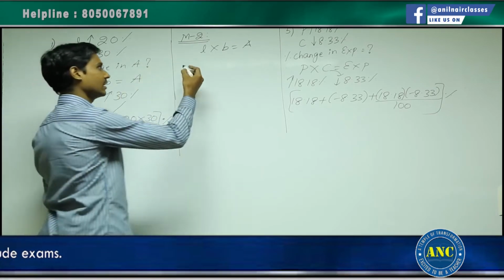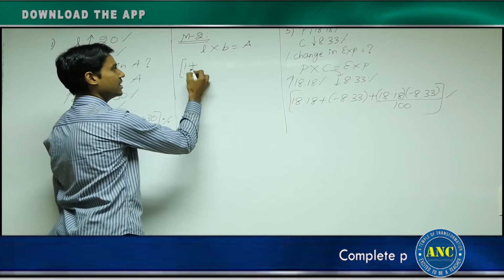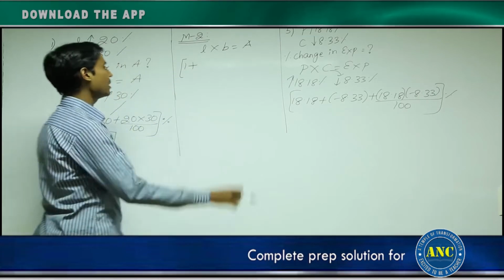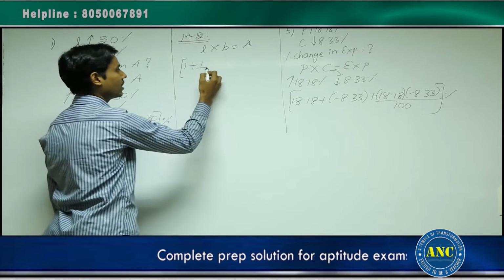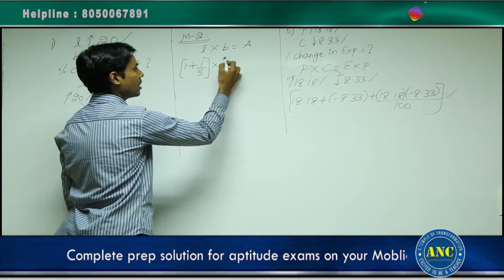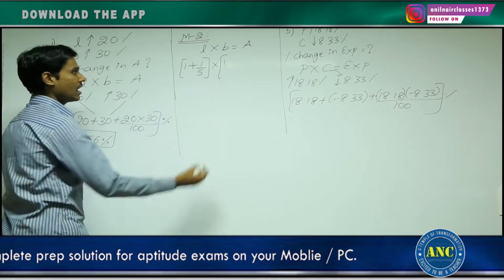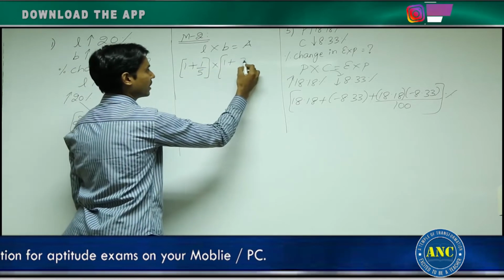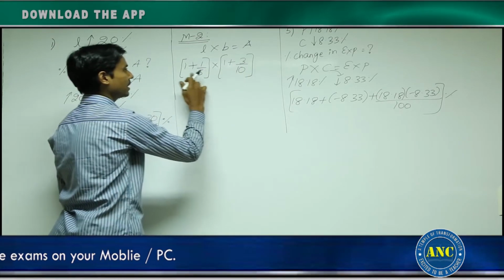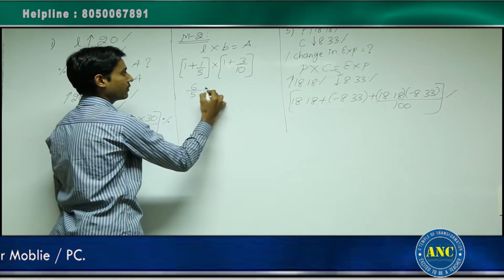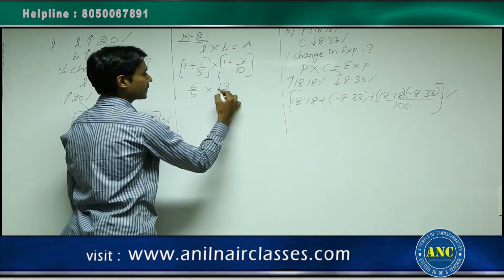120%. Or I can also say initially it was 1. 100% is nothing but 1. There is an increase of 20%. 20% is 1 by 5. Breadth. Initially it was 1. Again there is an increase of 30%. 30% is nothing but 3 by 10. 1 plus 1 by 5 is 6 by 5. 1 plus 3 by 10 is 13 by 10.